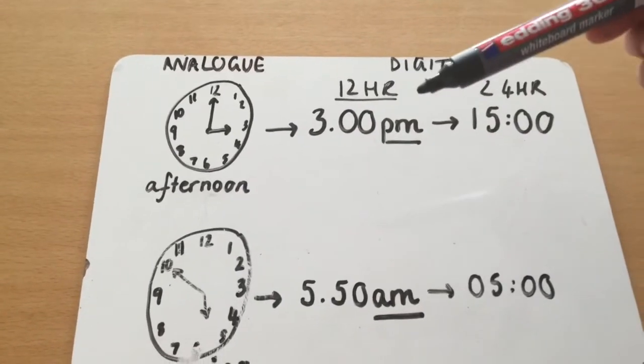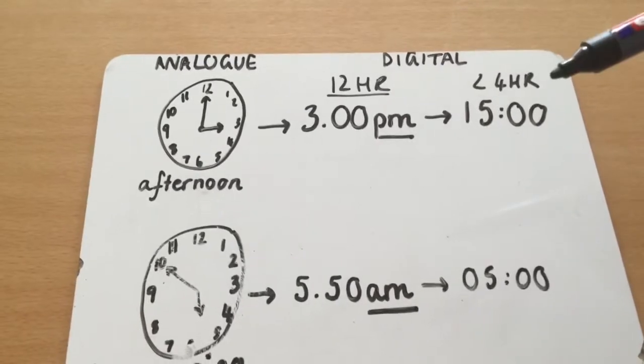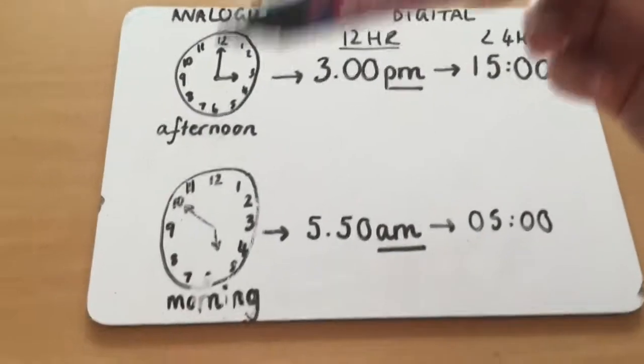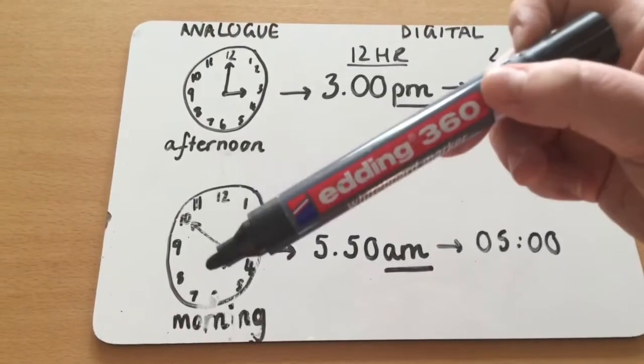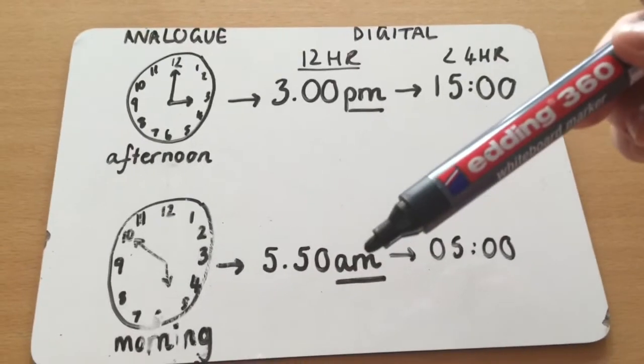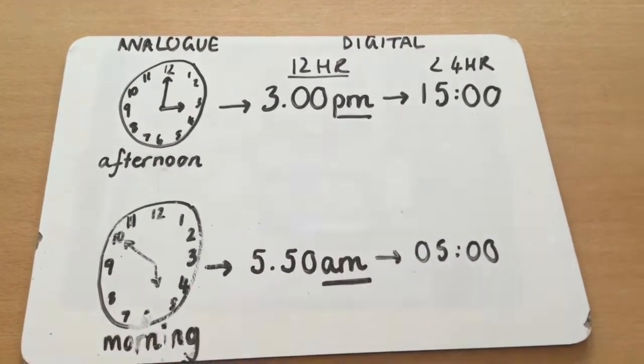They should be able to write the 12-hour time, 3.00 p.m, and then the 24-hour time, which would be 15.00. Same for maybe a more complicated time. Here it would be 10 to 6 in the morning, which is 5:50 a.m, and 05.50.